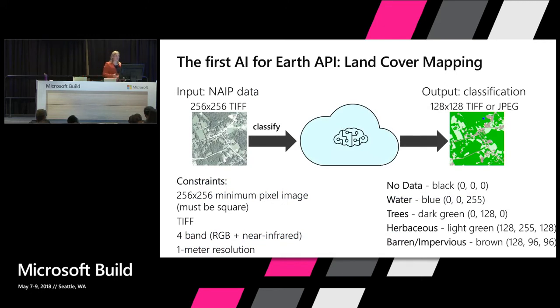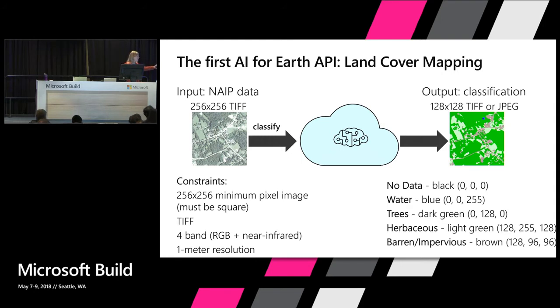So here is the very first look at the API. As input, you're going to give it some of that satellite imagery, 4-band NAIP data. And you can pass that in as a TIFF. And in this case, we're calling our classify method.